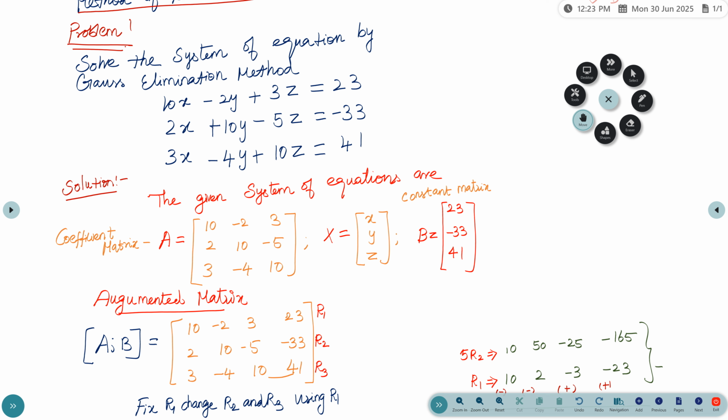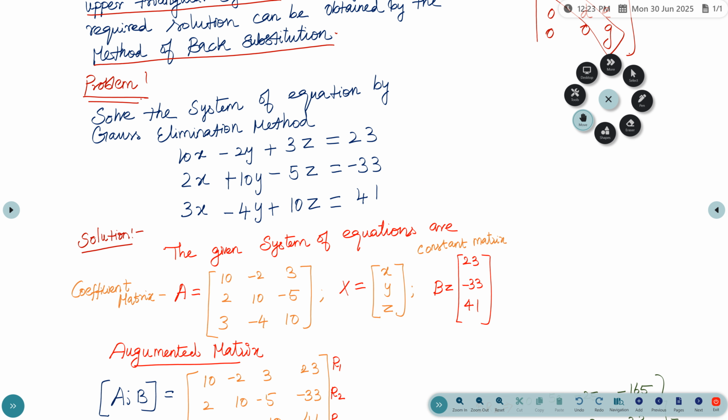They give three equations with three unknowns. The variables are x, y, z, and that is the system of equations. The given system of equations can be written in matrix form. First is the coefficient matrix, named A. We take the coefficients of the variables. For x, the coefficients are 10 from the first equation, 2 from the second equation and 3 from the third equation. The coefficient of y is -2 in the first equation, 10 in the second equation and -4 in the third equation. In the same way, the coefficient of z is 3, -5 and 10.